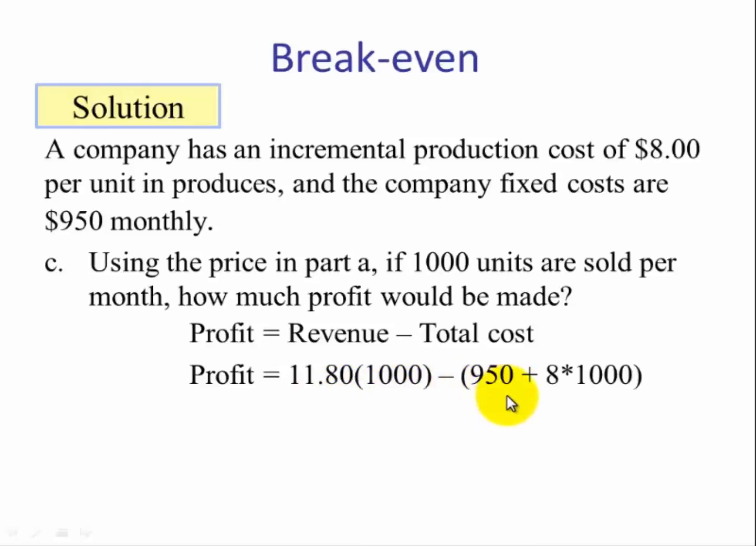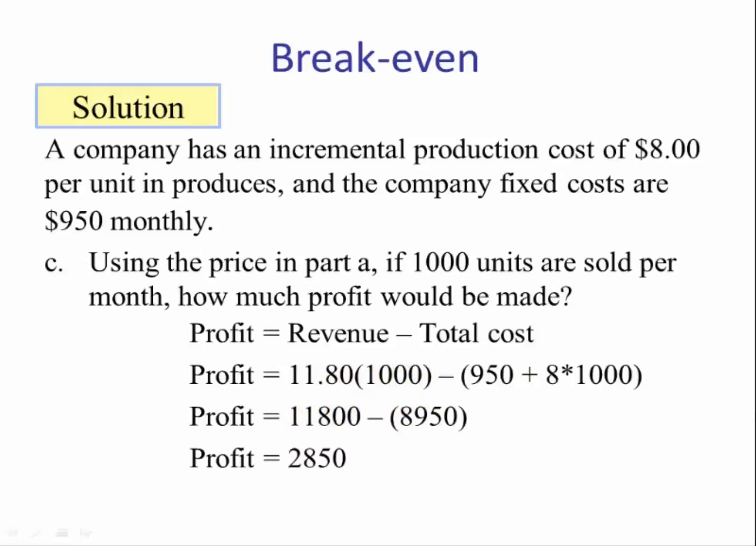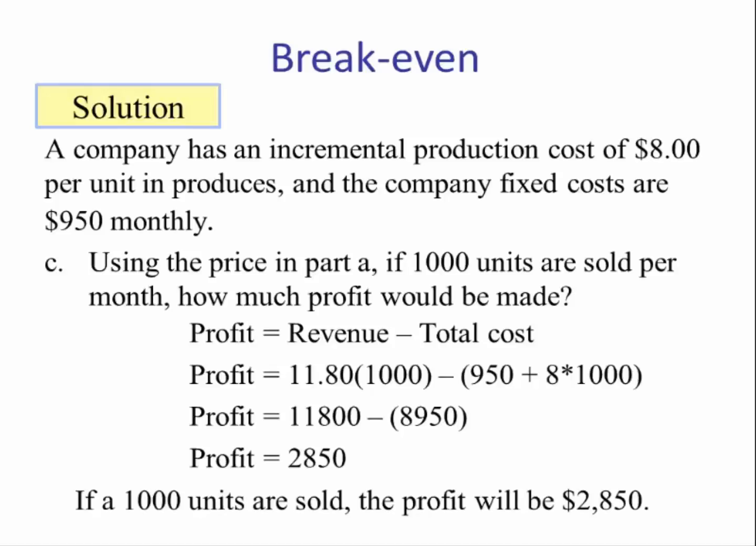Our fixed costs are fixed. And then our variable cost would be the cost per unit times the number of units, which is 1,000. Next, we do the parentheses. So 8 times 1,000 plus 950 is 8,950. And we subtract that from our revenue, which is $11.80 times 1,000, which is 11,800. And we have a profit of 2,850. So in terms of this problem, if 1,000 units are sold, the profit will be 2,850.